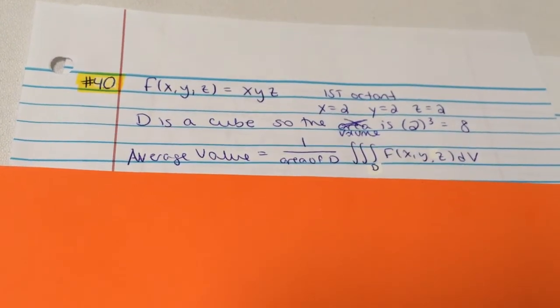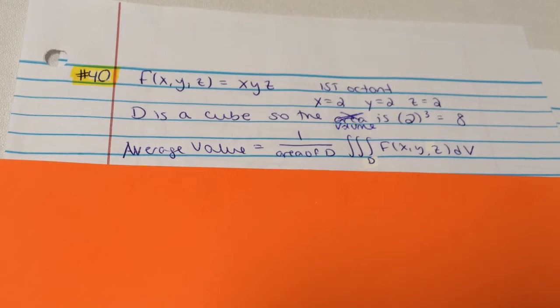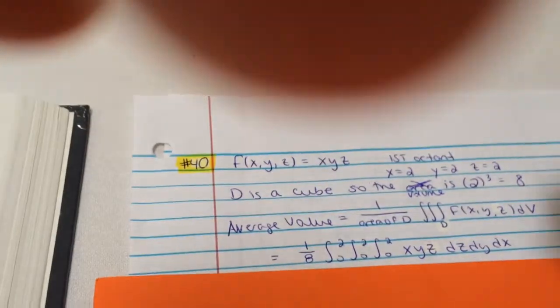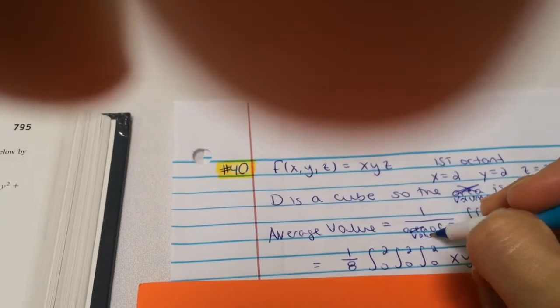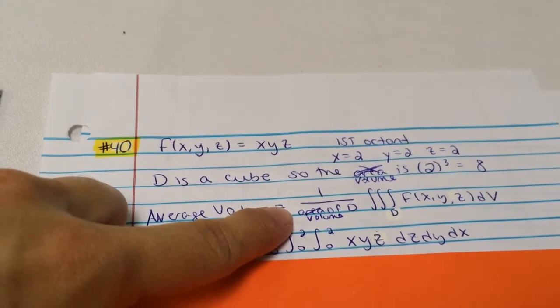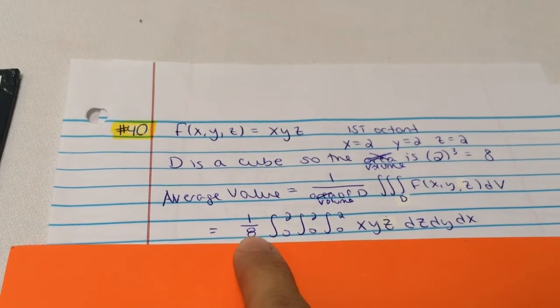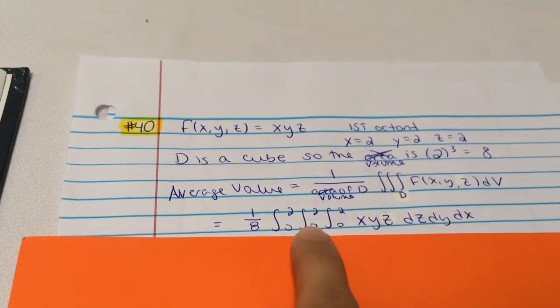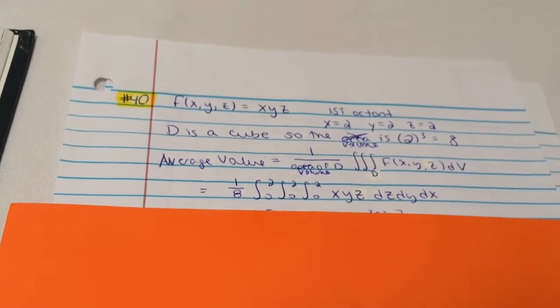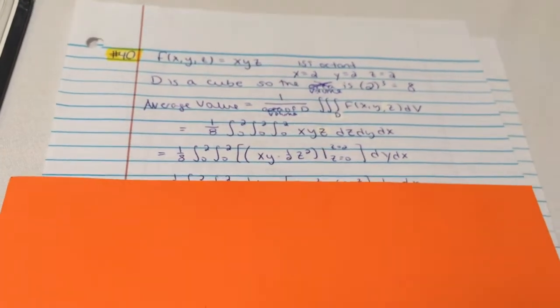Here's the formula that I'm using for average value now that I have triple integrals. So I wrote area there too. My goodness, what's my problem? That's volume. 1 over the volume of D. The volume was 8, so 1 over 8. This is just a cube, so the bounds are all constants. Here's my function. So I'm going to integrate. This one's a pretty straightforward integration.